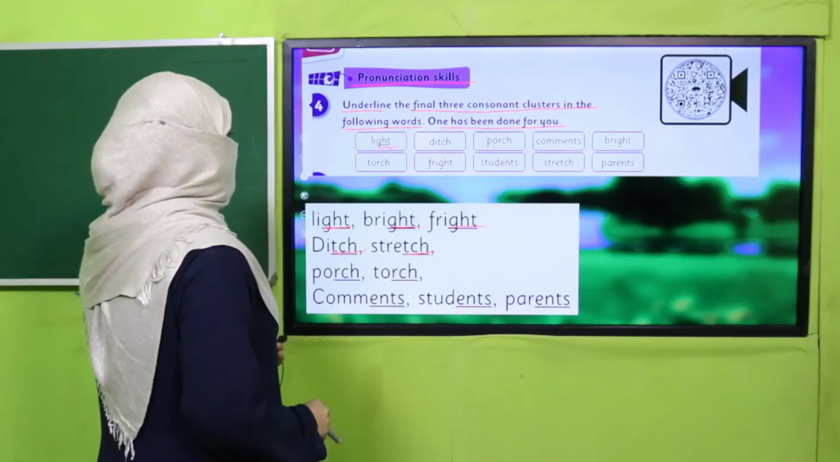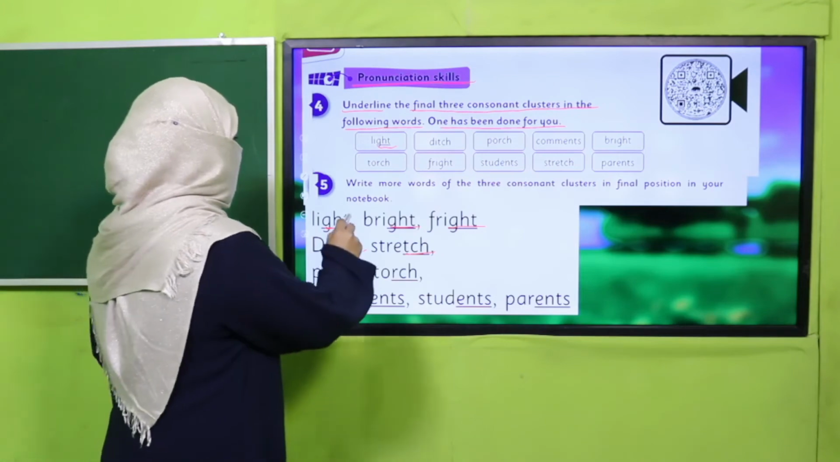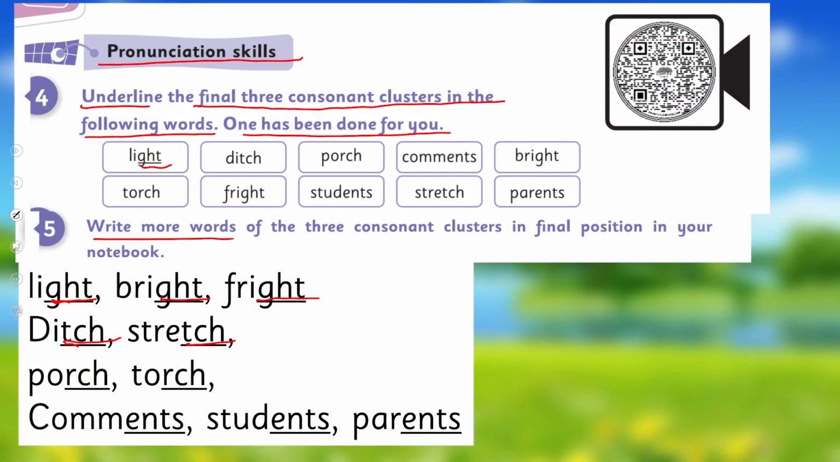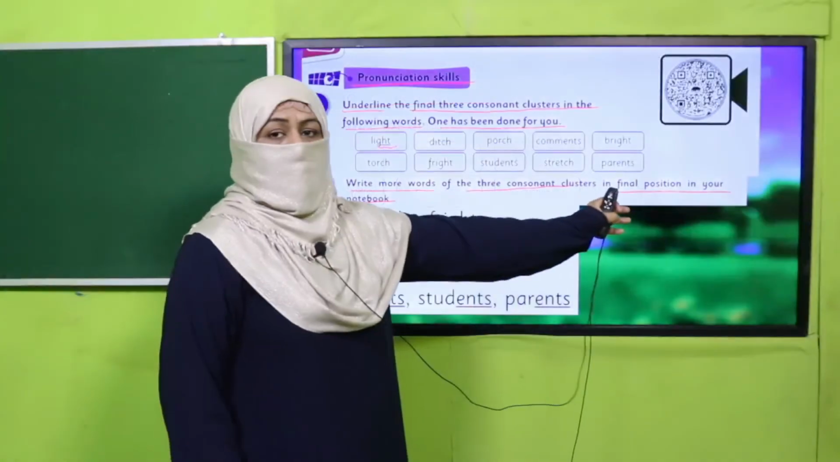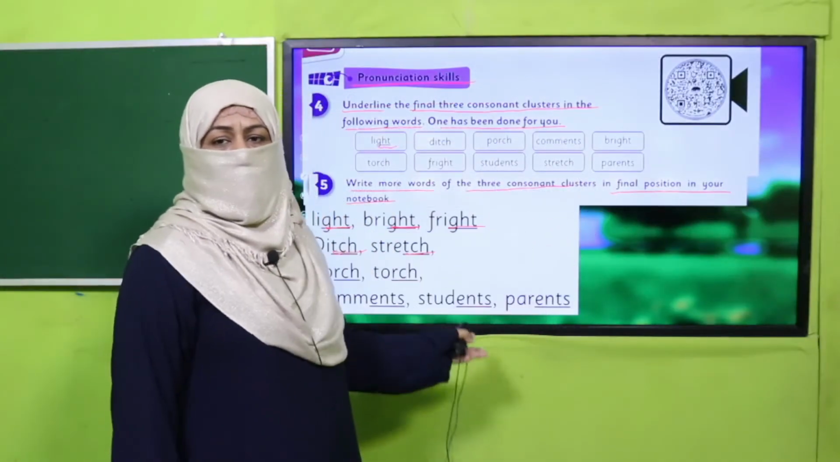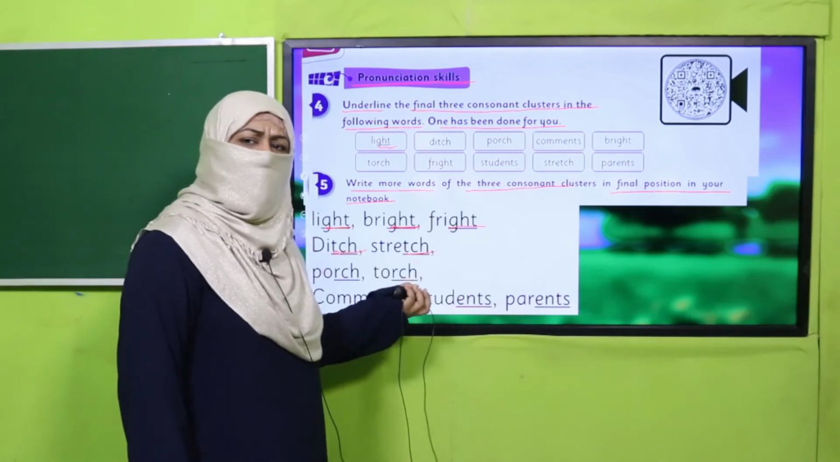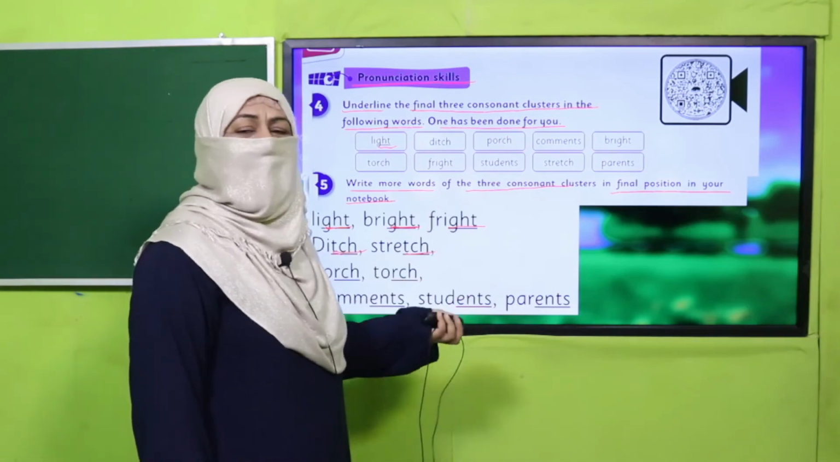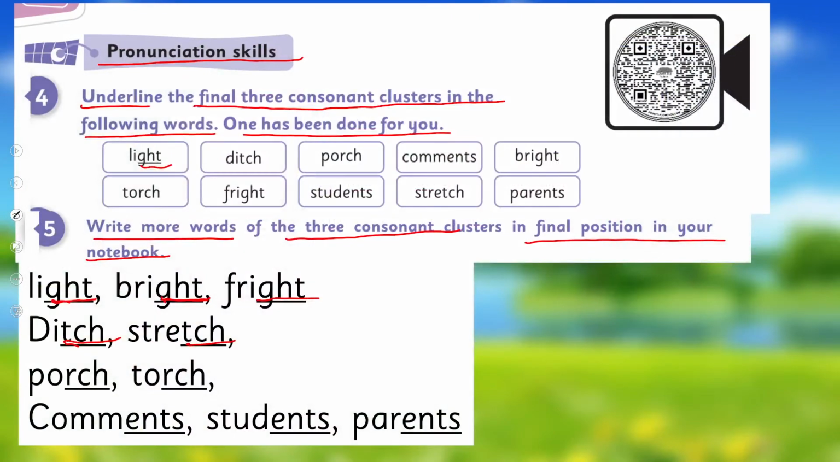So here is the next activity. What you are going to do? Write more words of 3 consonant clusters in final position in your notebook. Now we know here we have a consonant cluster, 3 words we have already written. Whatever you know, keep writing in the same line to write further vocabulary of the same consonant cluster. So pause the video and write further words.